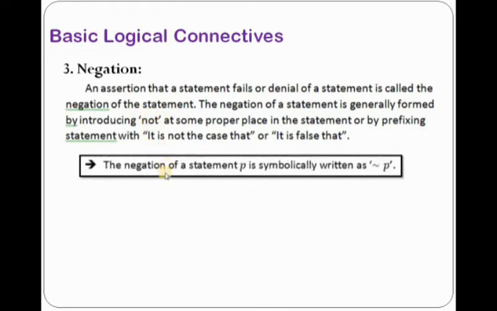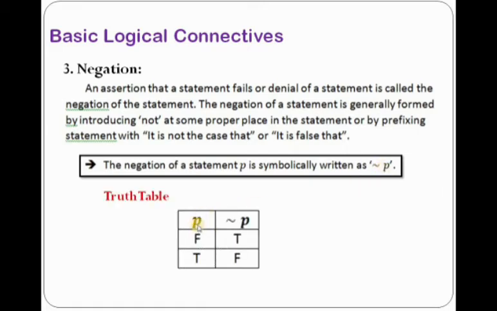Again we'll draw the truth table. The negation of any statement P is written as this sign, which means not the statement. This is called negation of P. So there's a statement P. If statement P is false, then the negation of this has to be true. And if the statement is true, then the negation of true will be false. This is the truth table for the logical connective negation. You may pause the video to note down, and I hope everything is clear to you till now.